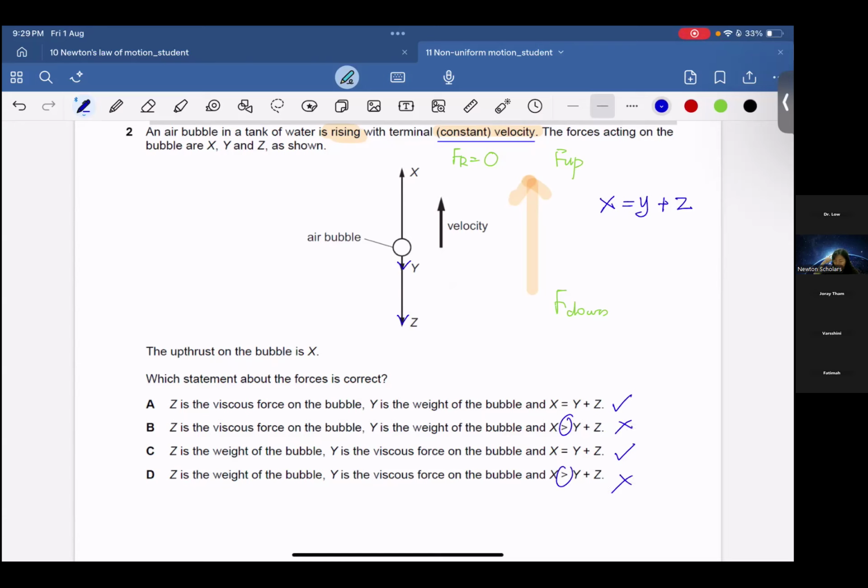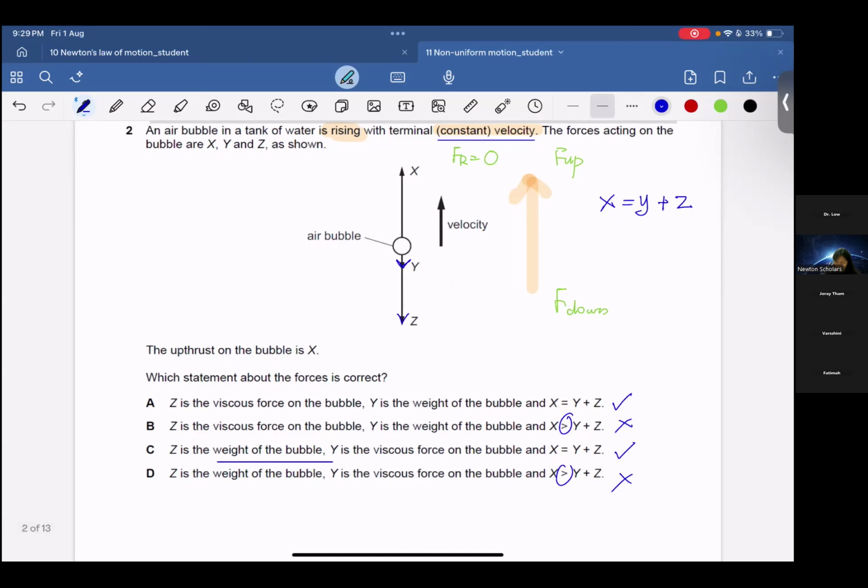Then why do we choose Z as the weight? Because for a bubble, the mass is very small, so this should be the weight. Then viscous force is actually the Z, the bigger one. So the answer should be A. My dear, the answer should be A.